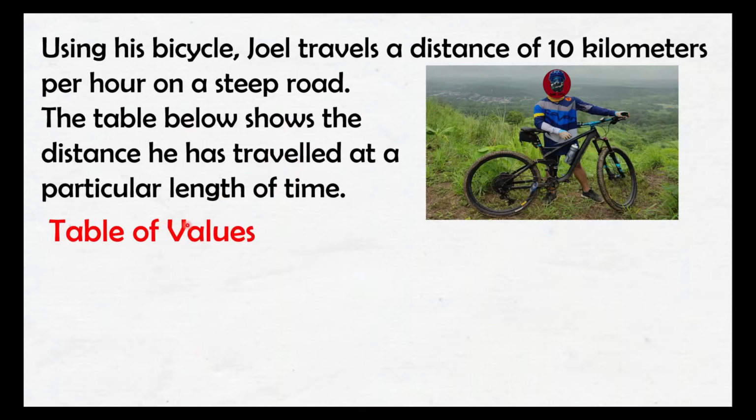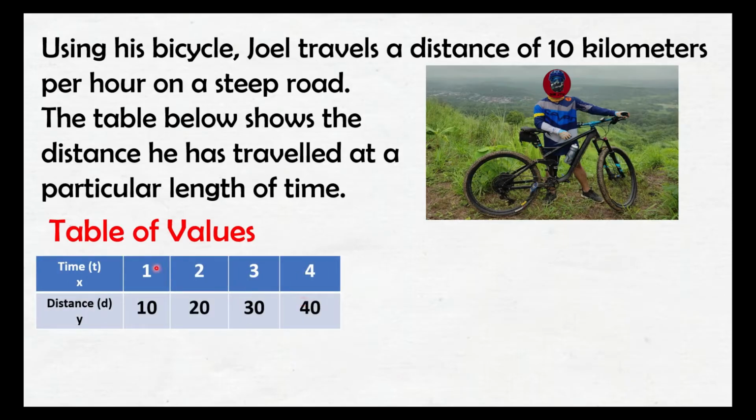So, by table of values, pwede nating ipakita yung direct variation dito. So, meron tayong variable x at meron tayong variable y. So, yung x natin ay time, yung y natin ay distance. Or pwede rin nating i-assign yung t as letter or variable doon sa time at d naman sa distance. So, okay lang kung x, y, or t, d yung i-assign nating letters.